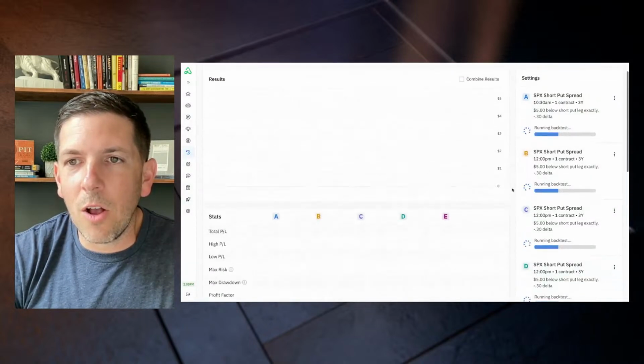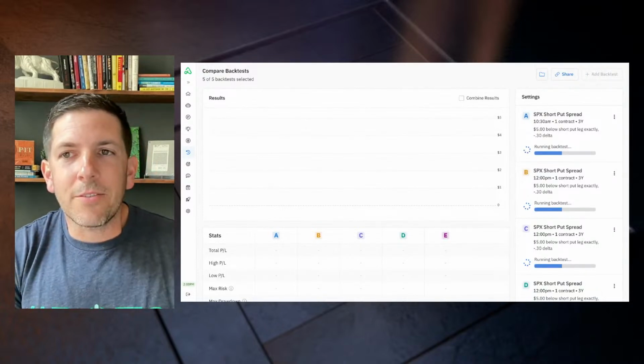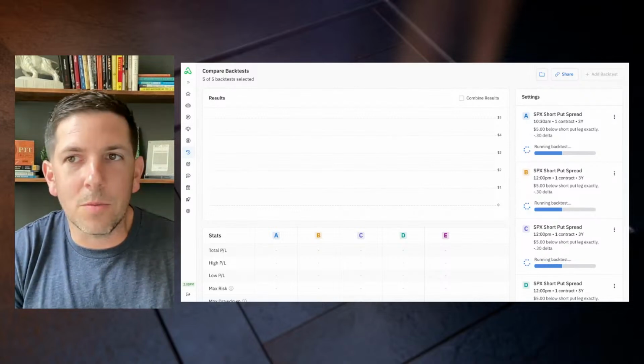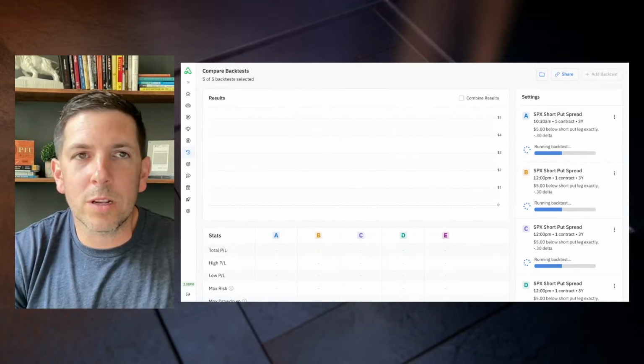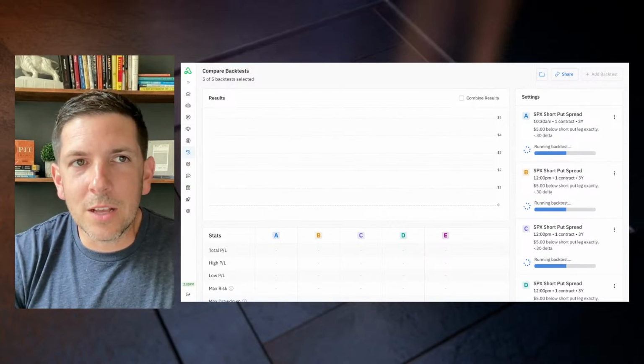Okay, so now you've got all these back tests running in here. All these back tests, again, are testing different things. And you can just leave these alone and let them run. You can pop open a new window and run some new back tests if you want to, get some different examples. Let's let these run, and we'll come back to them here in a second. But let's take a look at this one.